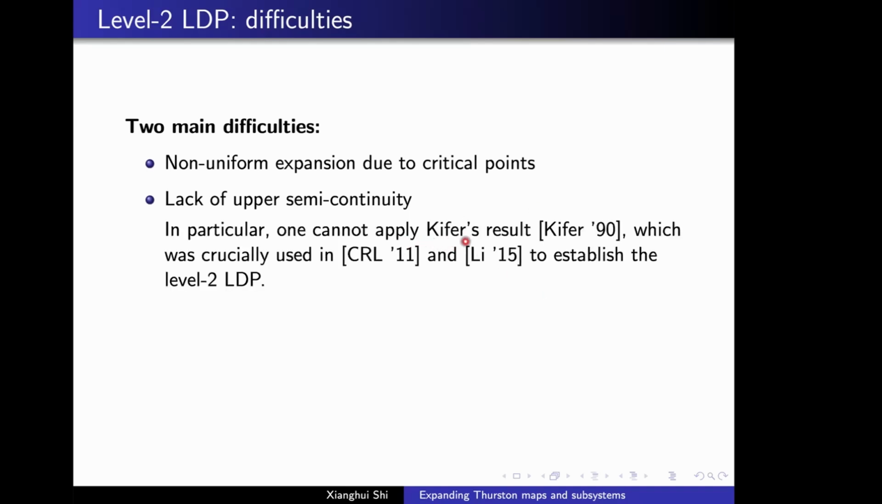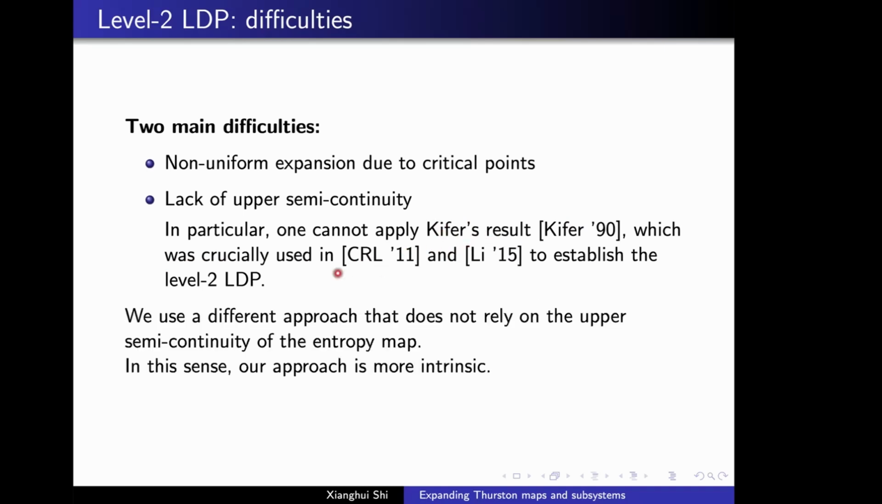It's due to Kiefer, and this approach was crucially used in both the TCE maps and the expanding Thurston maps without periodic critical points, for those two classes of maps to establish the level 2 LDP. So we cannot use Kiefer's result. We use a different approach that does not rely on the upper semi-continuity. In this sense, our approach is more eccentric, because we didn't use the entropy property of the entropy map.